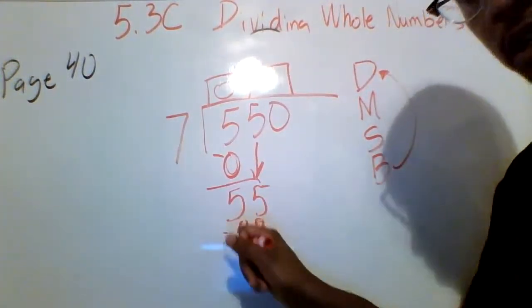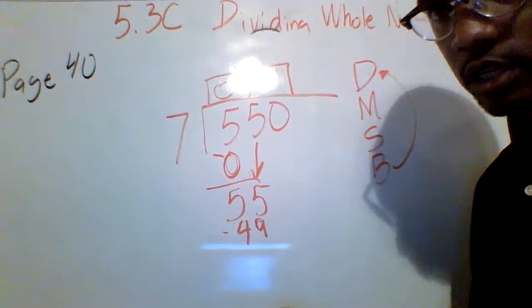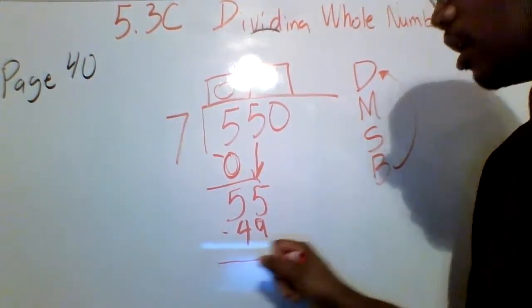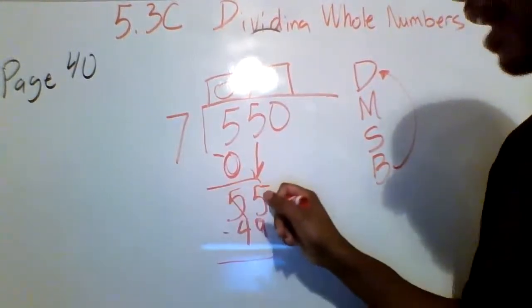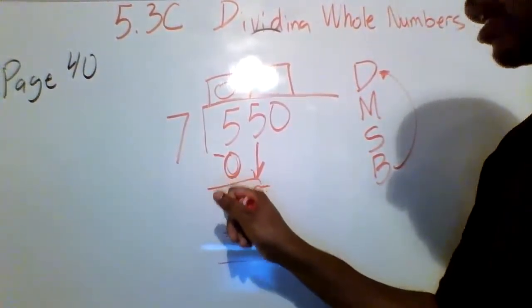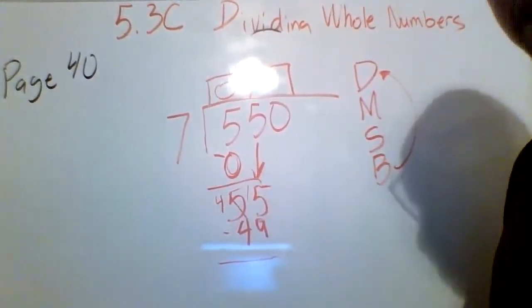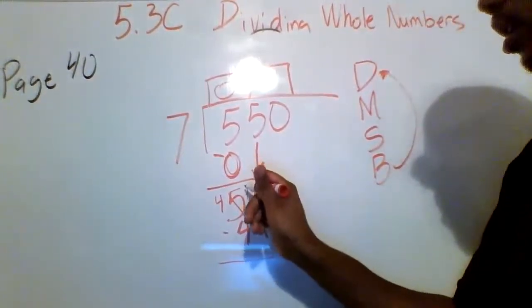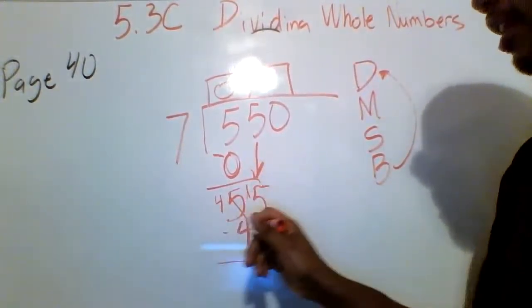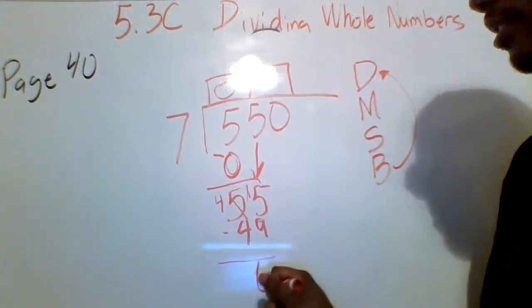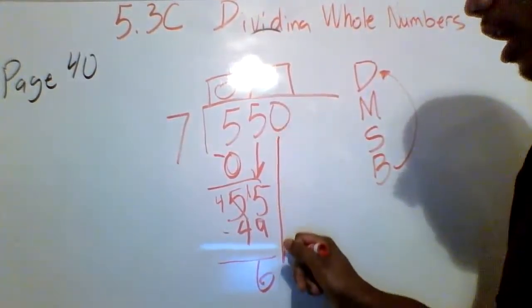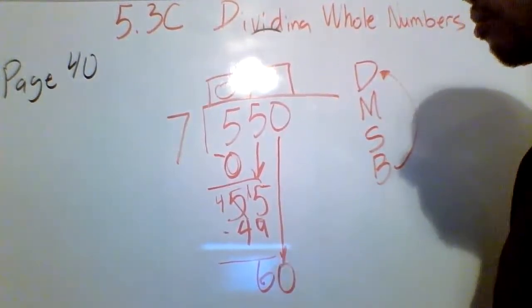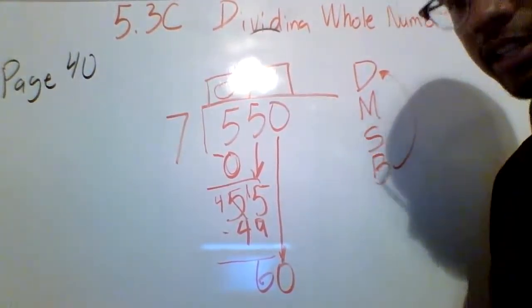And subtract. 55 minus 49. Well, 5 minus 9 you can't do, so this becomes 4, and that becomes 15. 15 minus 9 is 6. 4 minus 4 is 0. So that's 6. Bring down the 0 on the last cycle, so that's 60.